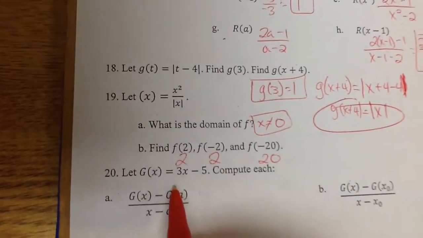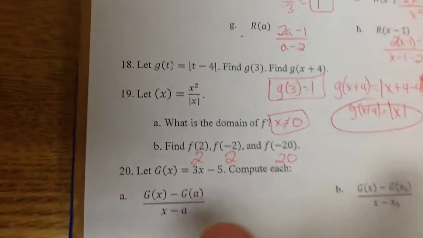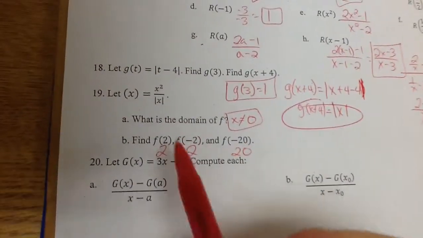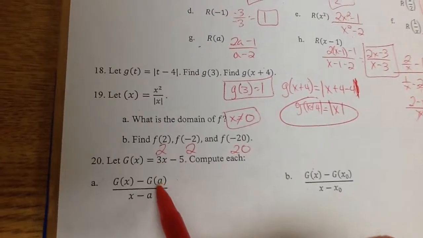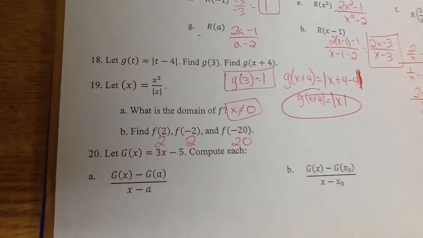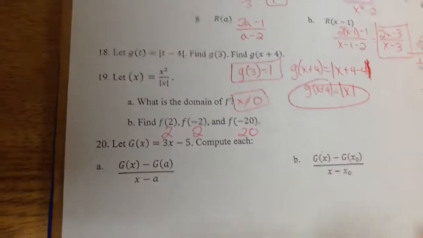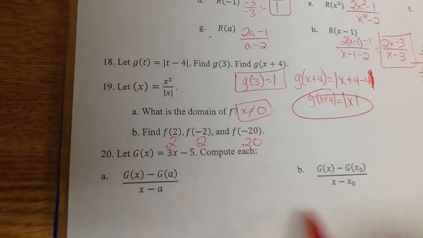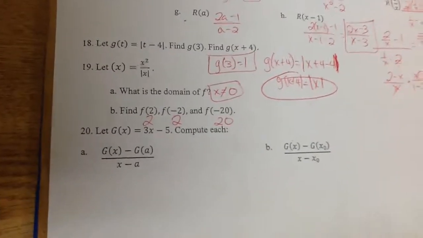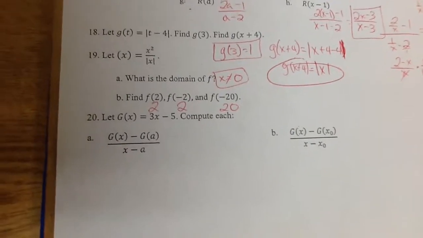Okay, this one. You get the exact same thing on both. Notice they're the exact same problem. The only difference is that one says a and the other says x sub 0. So it's the exact same work, except on this one, everywhere you see an a, put an x sub 0, and you get the exact same answer. So I'm only going to do it once.